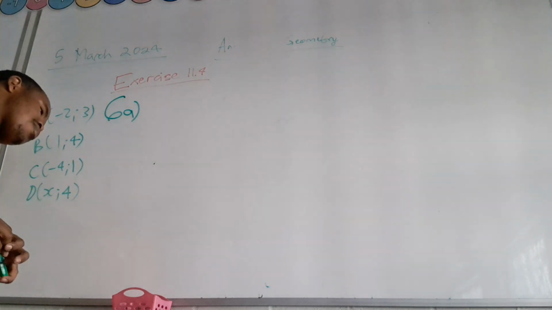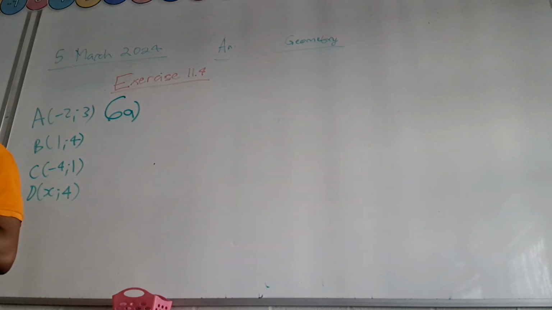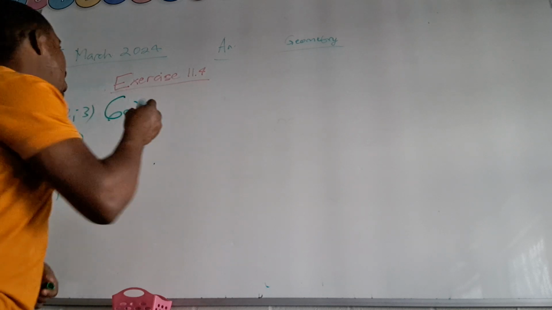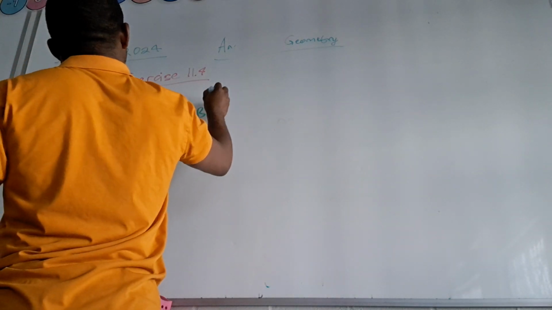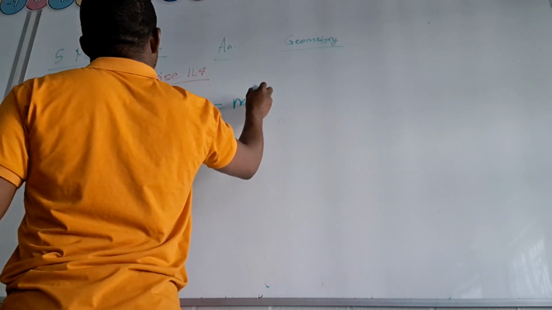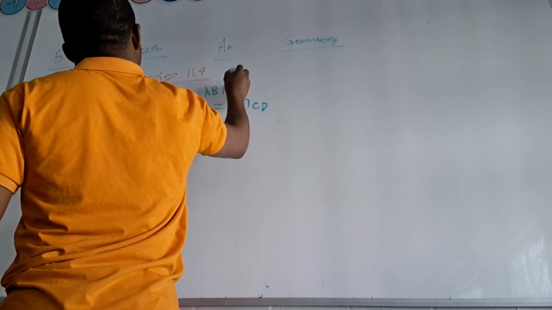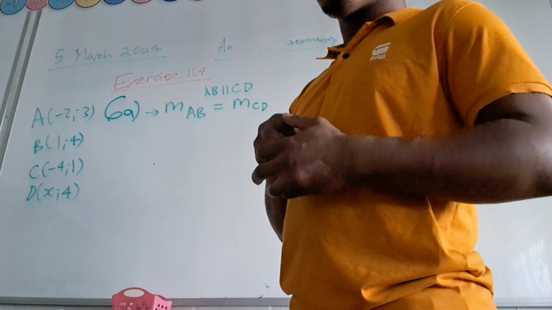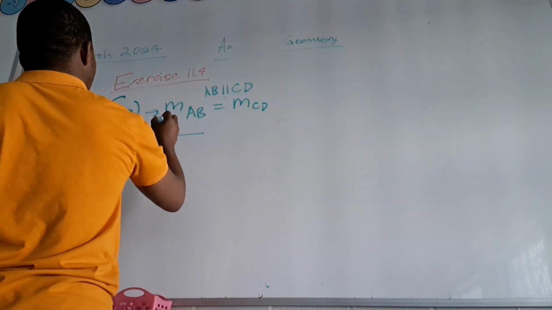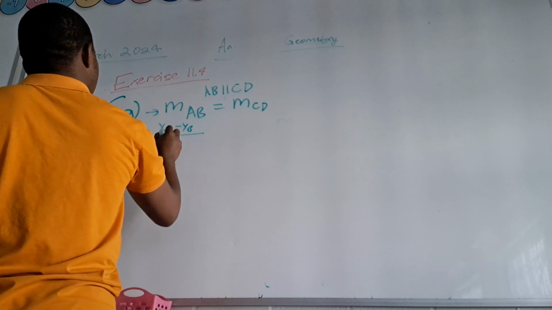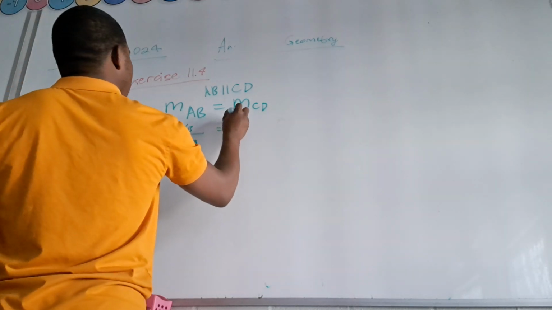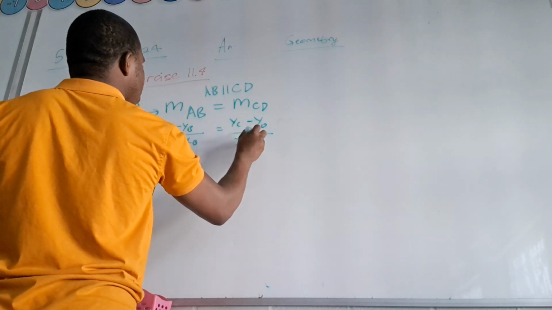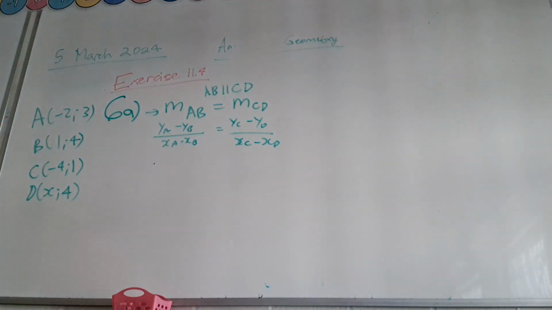Alright, so in the first case, we want to work out what x is based on the fact that AB is parallel to CD. Are you following? So MAB, equation of AB, if they're parallel, so AB is parallel to CD, that implies that, right? So what is AB? I'm going to just write YA minus YB over XA minus XB is equal to YC minus YD over XC minus XD.